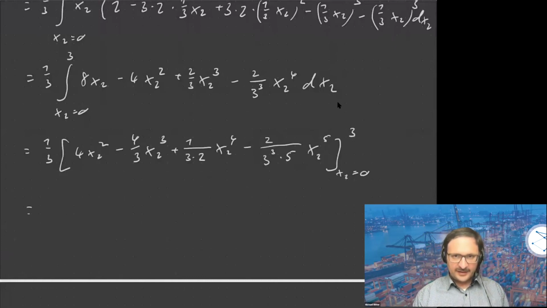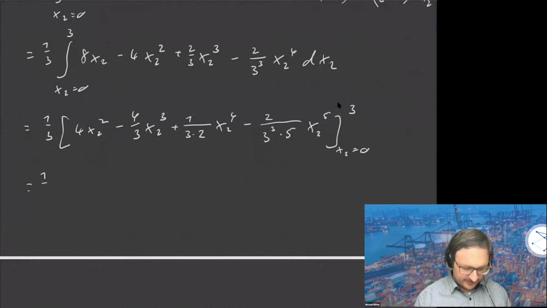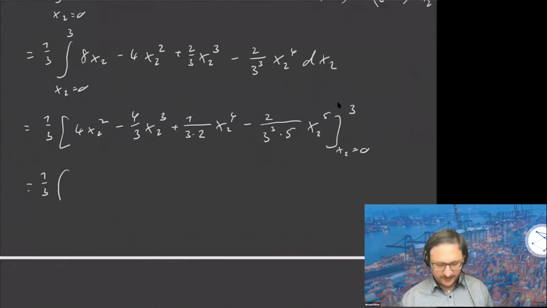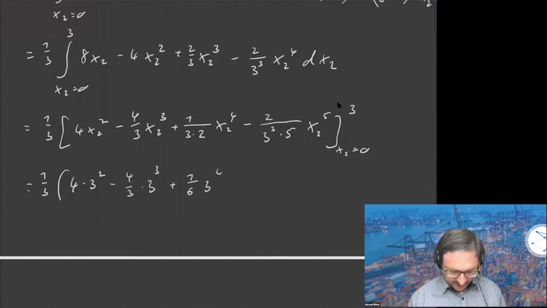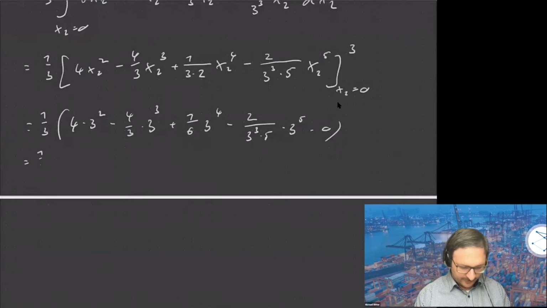And finally, let's see how this works out. So upper bound 3, that means we get 4 times 3 squared minus 4/3 times 3 to the power of 3 plus 1 over 6, 3 to the power of 4 minus 2 over 3 to the power of 3 times 5 times 3 to the power of 5. And the lower bound, that's just 0. So we have 1 over 3rd.